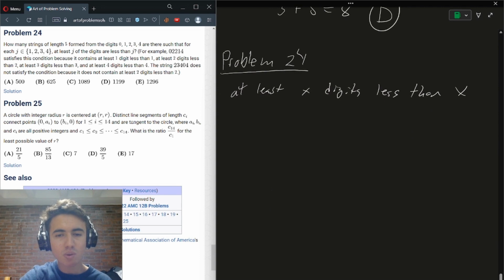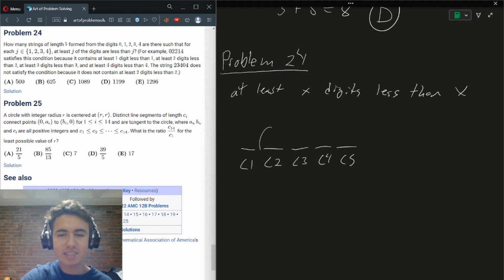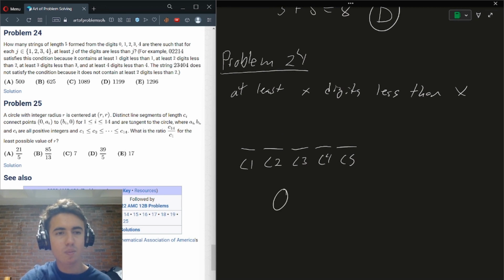So one way we can think about this is we need to have this sort of checkbox where all the conditions are satisfied. We need something less than 1, less than 2, less than 3, less than 4, less than 5, and anything that is less than 1 will also satisfy being less than 2, right? So if our string is able to fill in all these checkboxes of having something less than 1, less than 2, less than 3, less than 4, less than 5, then it will be a working string. And let's use the example that we have in the problem, 0, 2, 2, 1, 4.